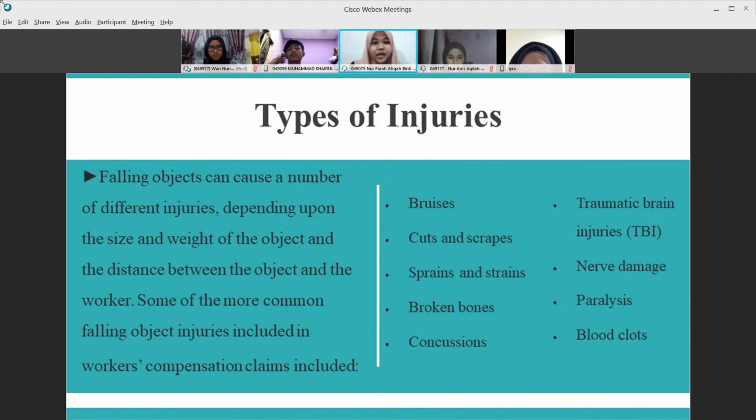Types of injuries. Falling objects can cause a number of different injuries depending upon the size and weight of the object and the distance between the object and the worker. Some of the more common falling object injuries included in workers' compensation claims include bruises, cuts and scrapes, sprains and strains, broken bones, concussions, traumatic brain injuries, TBI, nerve damage, and paralysis.